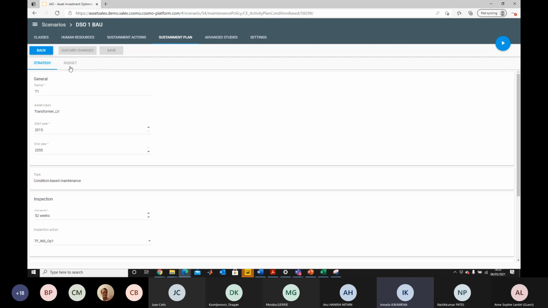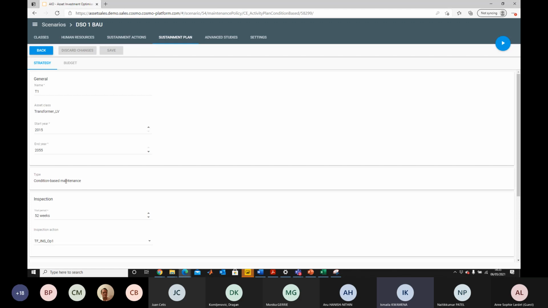Inside this section here, we get to name the type of maintenance activity we'll be performing, the asset class that we are performing this maintenance activity on, and also the duration of the simulation. As I mentioned earlier on, we are performing this simulation for a period of 40 years. So we have a start year of 2015 and an end year of 2055.